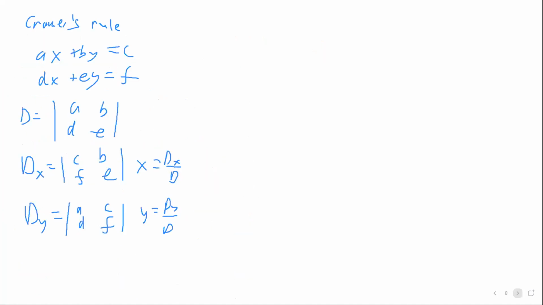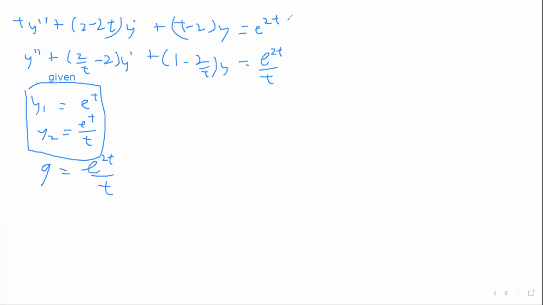Okay, so we will start plugging in to the Wronskian. First we need y1 prime, that's of course equal to e to the t. And we need y2 prime, which is equal to e to the t over t minus e to the t over t squared. You may be wondering, how did you get that? I used the product rule. e to the t times t to the negative 1 gives us e to the t over t minus e to the t over t squared.